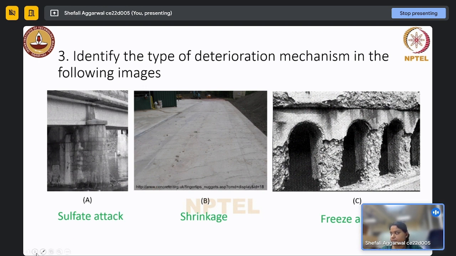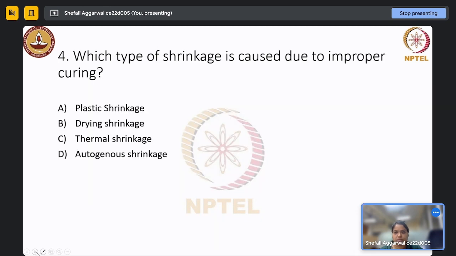Okay, go to the next question then. Which type of shrinkage is caused due to improper curing? Plastic, drying, thermal, or autogenous? It may be plastic and autogenous. Any of them? Plastic and drying, I would say.